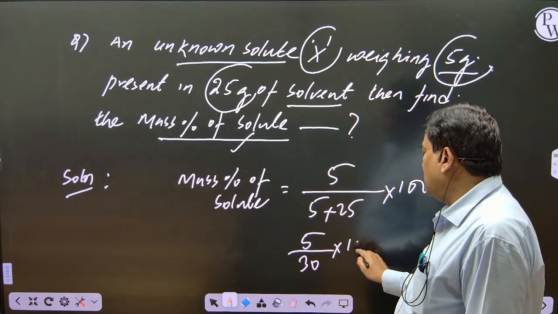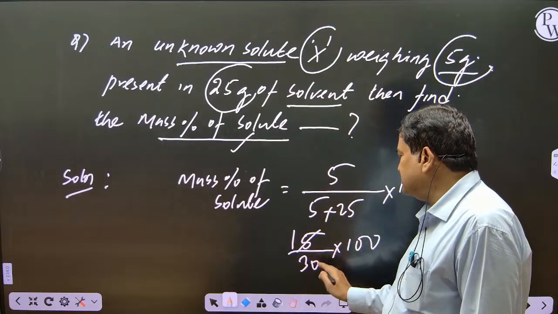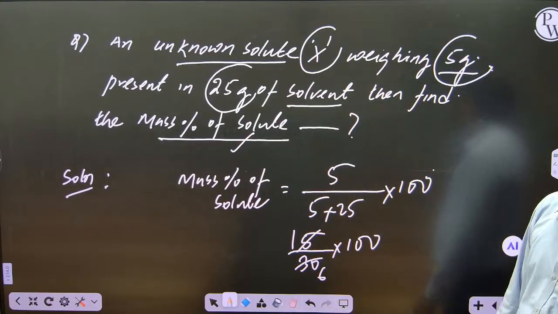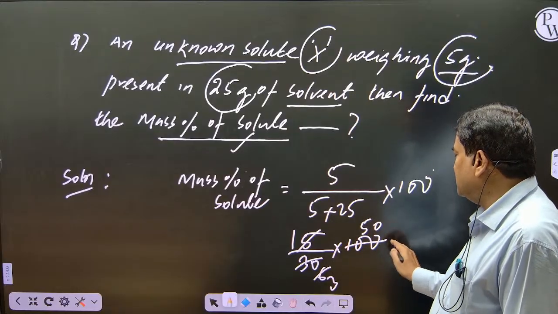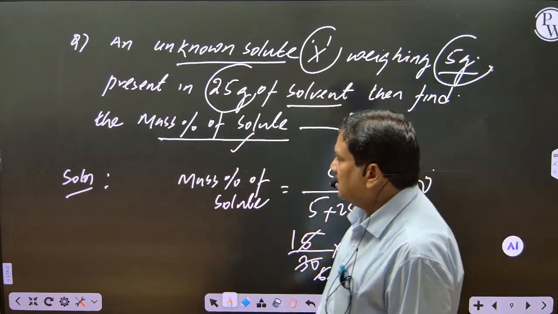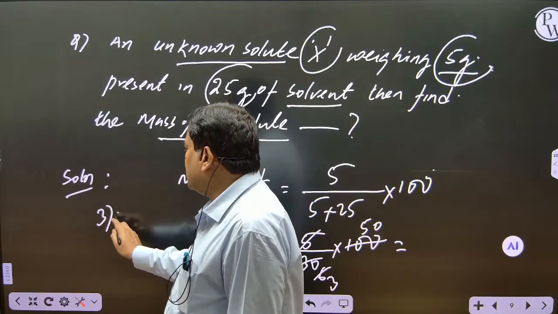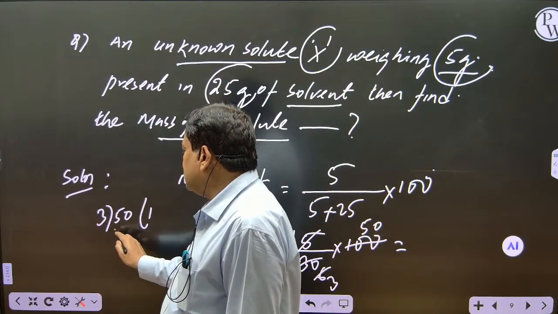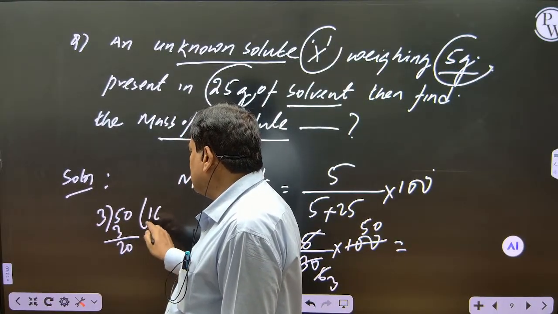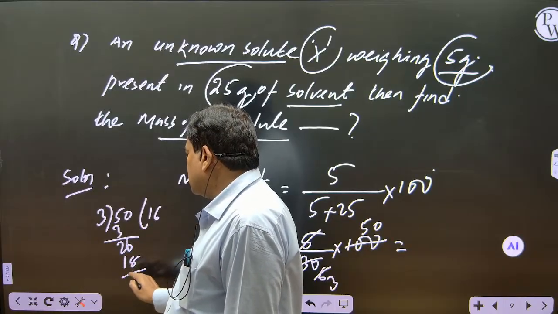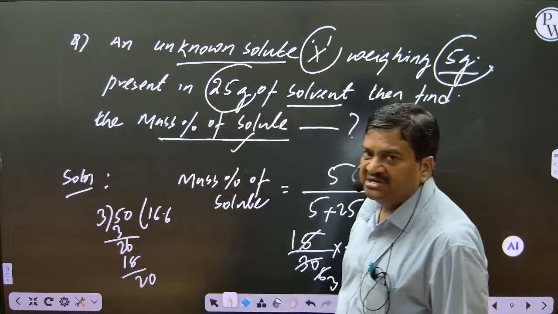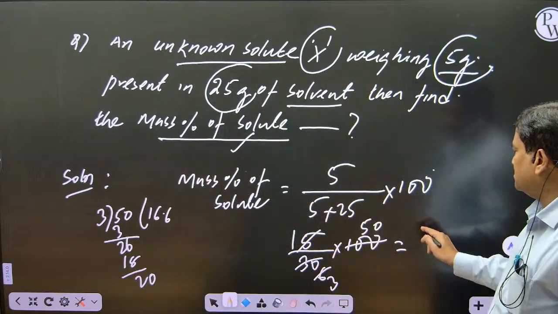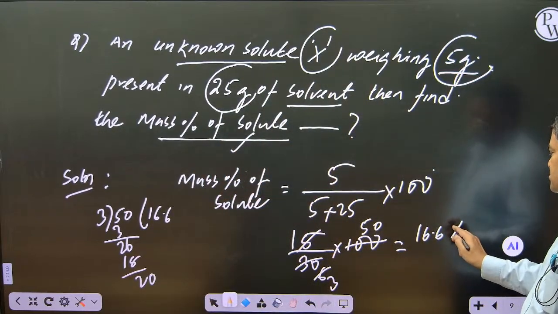into 100. Any cancellation? 5 ones are 5, 5 sixes are 30, 2 threes are 6, 2 fifties are 100. Divide 50 upon 3 in the rough work. 3 ones are 3, 3 sixes are 18, and subtracting this, you get nearby. Is it coming 16.6? So mass percentage of solute comes to be 16.6.